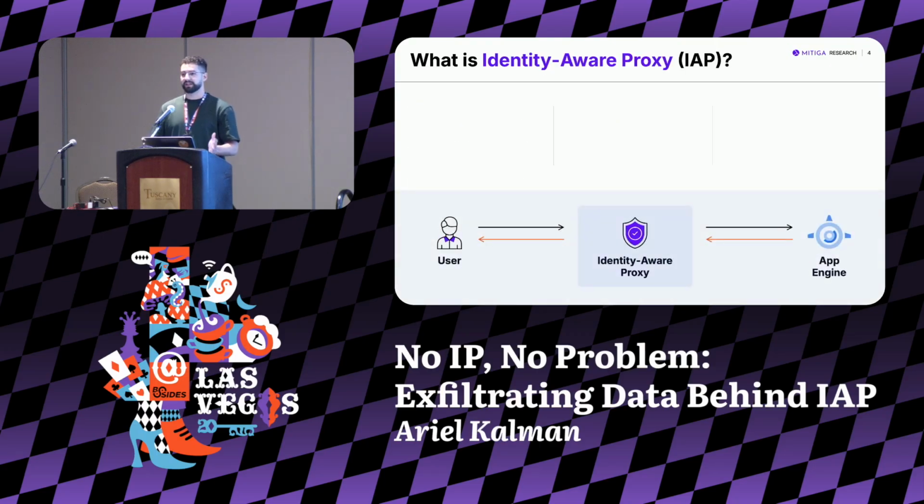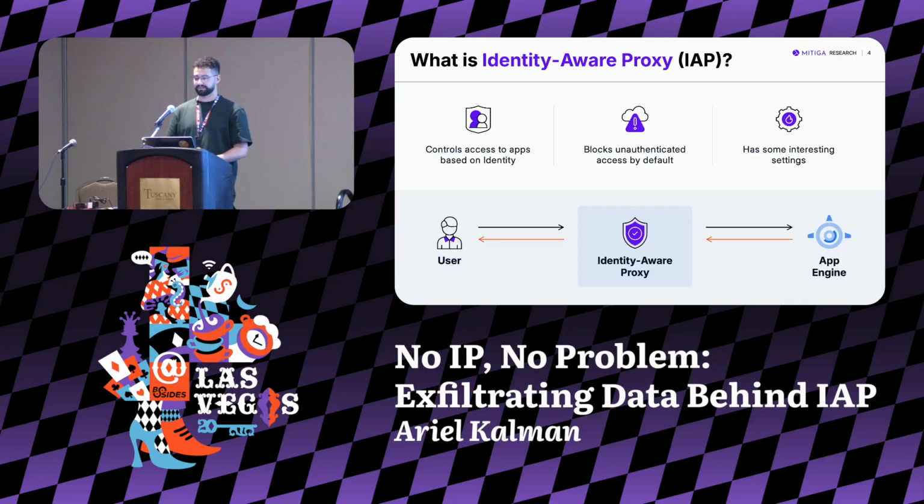So what is Identity-Aware Proxy? Identity-Aware Proxy is a service in GCP that acts like an identity firewall. It sits in front of your application and intercepts any request to that application. It controls the access to the apps based on identity. It blocks any unauthenticated request to the application by default. And it has some interesting settings that I will show you later.